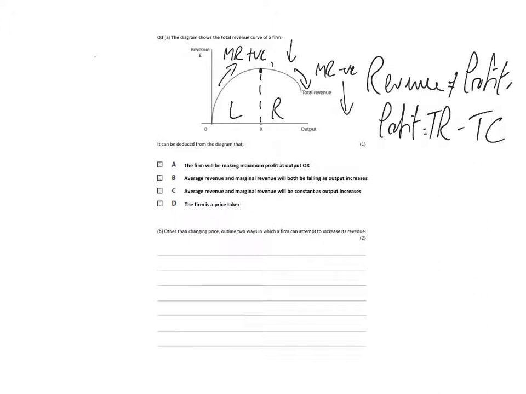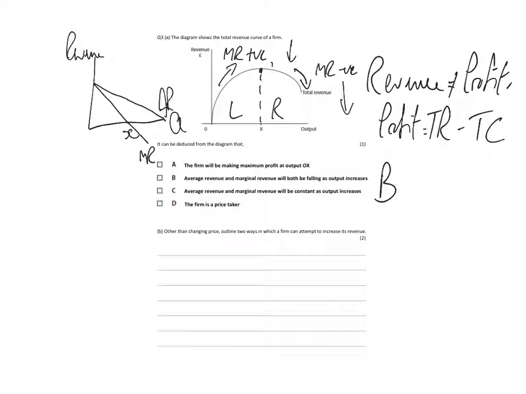So that would mean then that if we were to plot our marginal revenue curve, it is positive up to an output level of X, but it's falling, and then it continues below the X-axis. So marginal revenue will be falling as output increases. Well, the only answer that fits that is answer B. That also says that average revenue will be falling. Now, we should also know that the average revenue curve has half of the gradient of the marginal revenue curve. So our average revenue curve will also be falling, but just not quite as quickly.